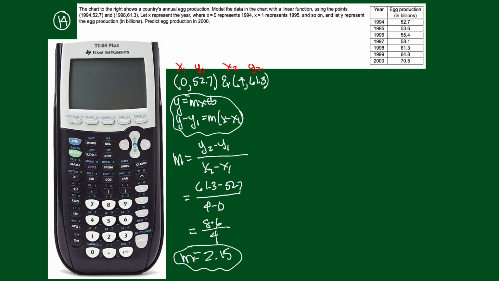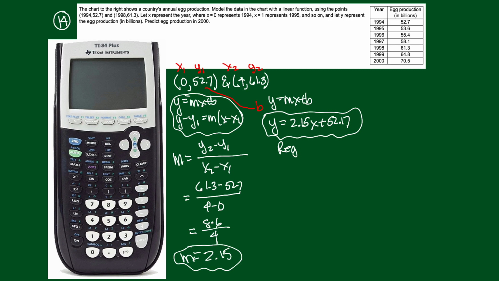This point right here, that is all up at the top here. That right there is the b. So let's substitute. So substituting into y equals mx plus b, we will have y is equal to 2.15, our slope, x plus b, which is 52.17. All right, there's the equation of the line of best fit. This is what we call the regression line, or the line of best fit.